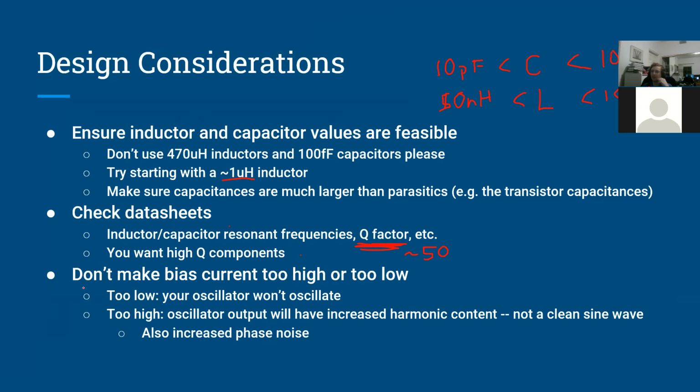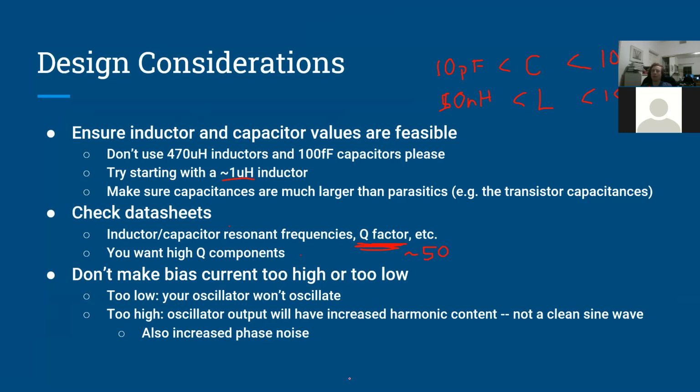Now, the last thing I have here is you don't want to make your bias current too high. The reason is, if you make your bias current too high, then your output amplitude gets too large. And that means instead of a nice sinusoidal looking thing, you get something that looks more like a square wave. And that also comes with more phase noise. I keep saying increased phase noise without explaining it much, but just go with me.